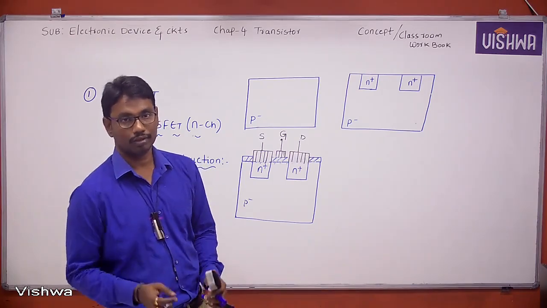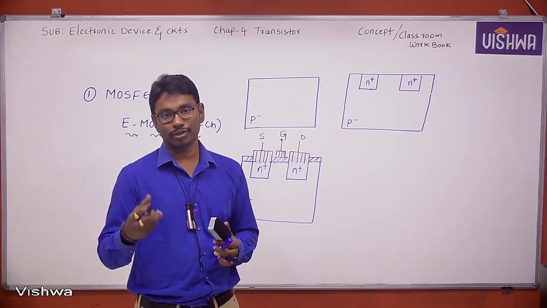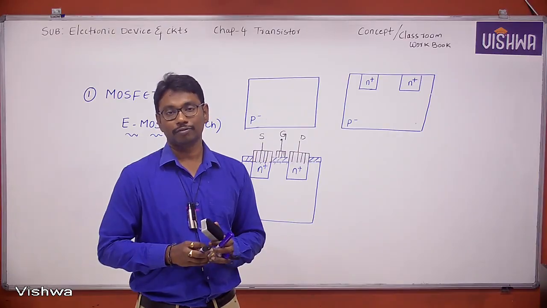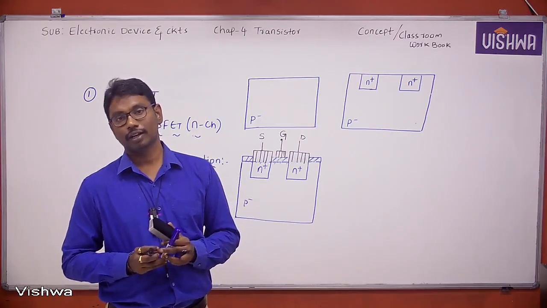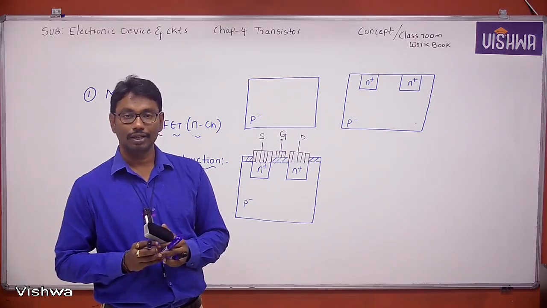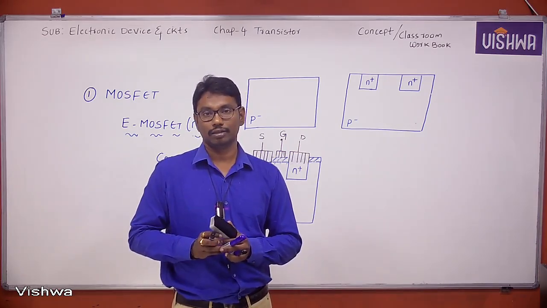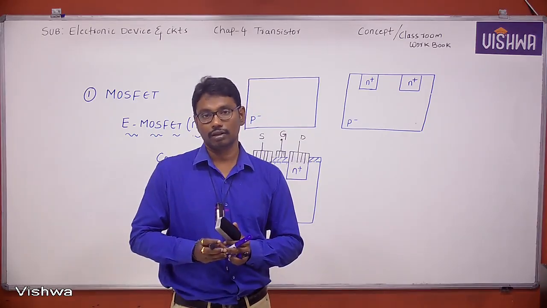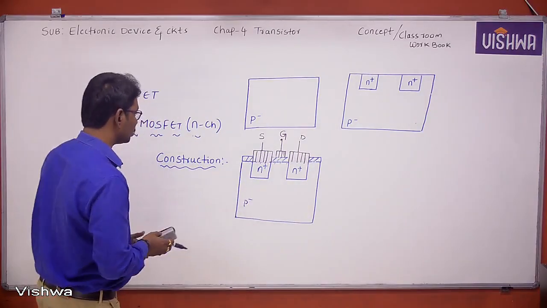Next one, note: in modern MOS devices, instead of metal, a heavily doped polysilicon is used as a gate because it offers less resistance. Copy this one. Copy the structure.